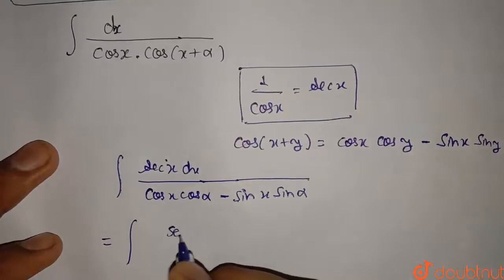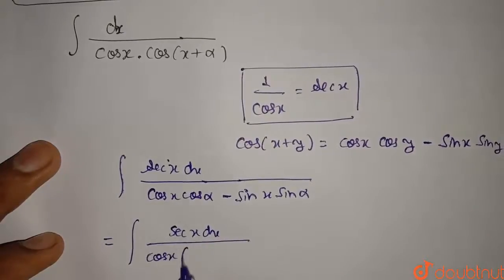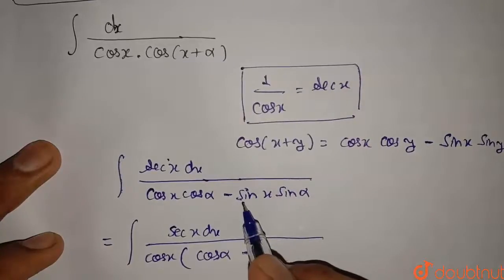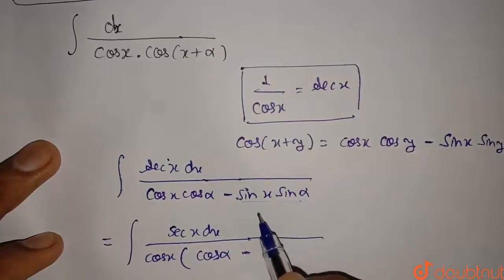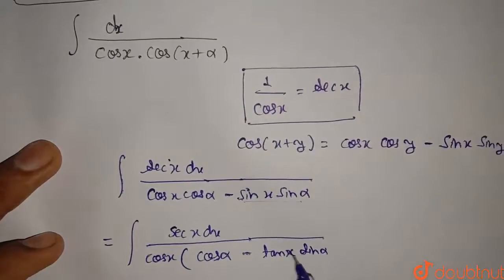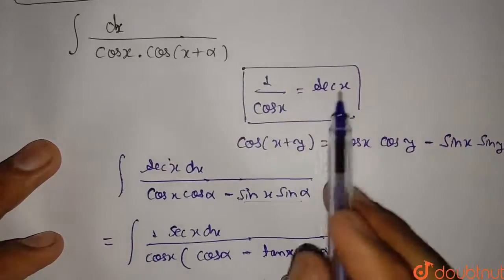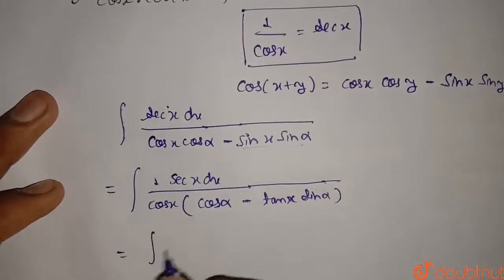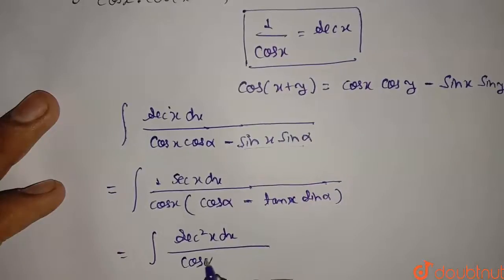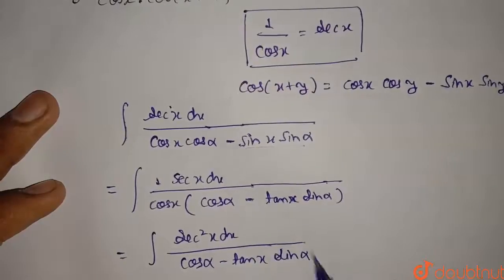So sec of x dx, and taking cos of x common, the remaining term will be cos of alpha minus this divided by cos of x, so sine of x upon cos of x will be tan of x into sine alpha, right? Now again 1 upon cos of x will be equal to sec x, so our integral will be integral sec square x dx upon cos alpha minus tan x into sine alpha.